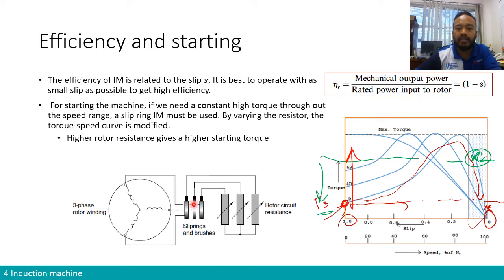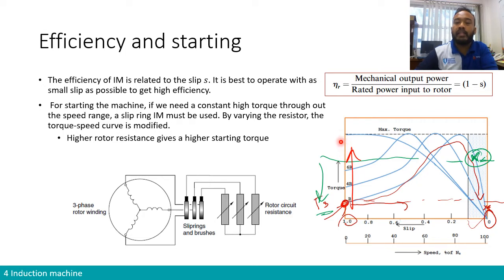In order to do so, an interesting behavior of the induction machine is that if we increase the value of the resistance of the rotor, then the torque versus speed curve will shift in form. So the starting torque will increase. If you add a resistance equal to 4 times the initial resistor, the curve is going to be this curve. If you add 6 times the resistor, the curve is going to be this curve.